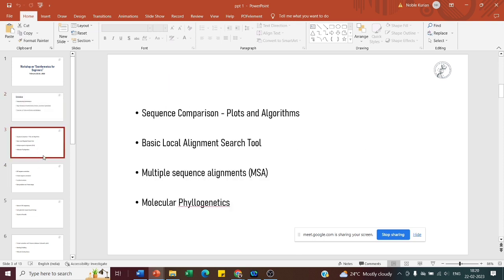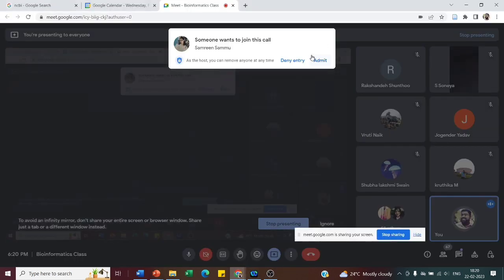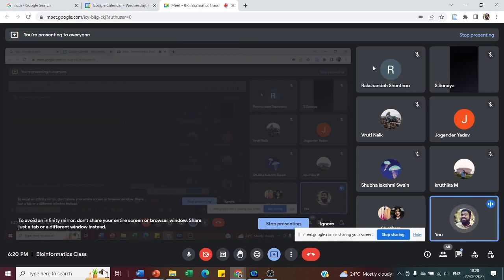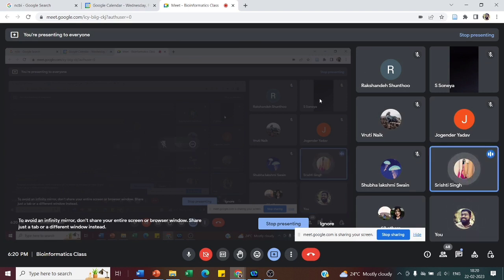Then we will be dealing with sequence comparison. I think someone has mentioned BLAST. BLAST is a tool, a search engine which we use to find similar sequences. Percentage similarity can be found using BLAST.